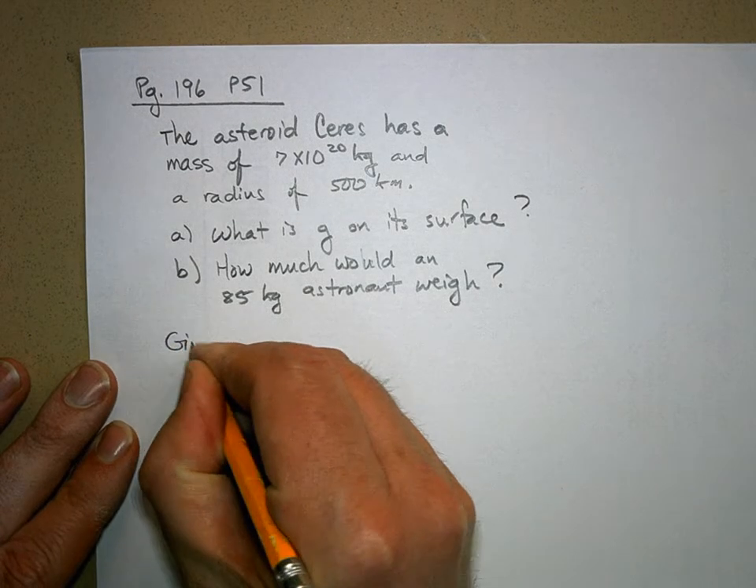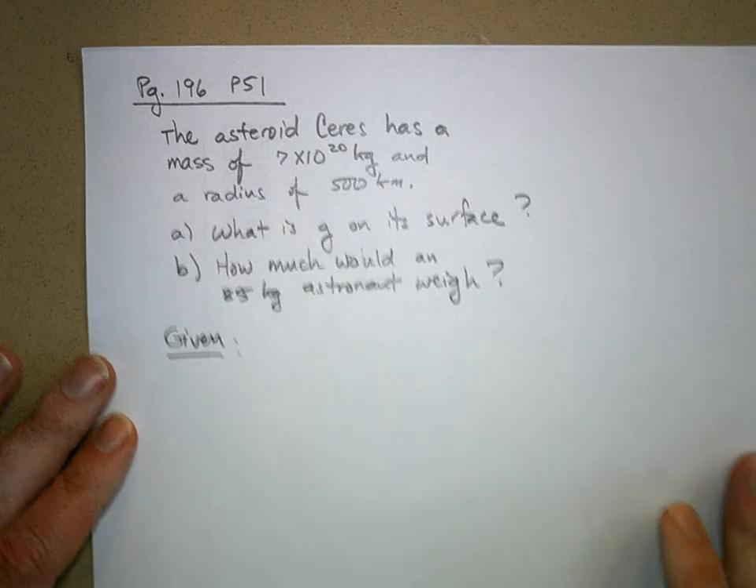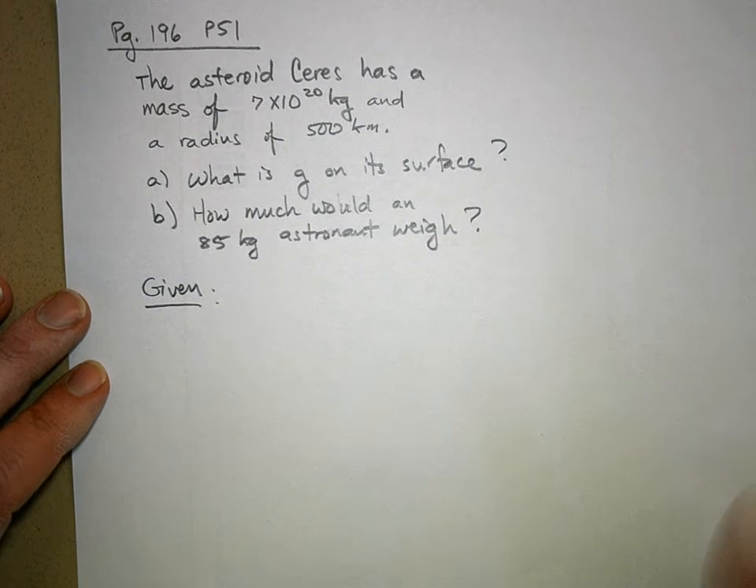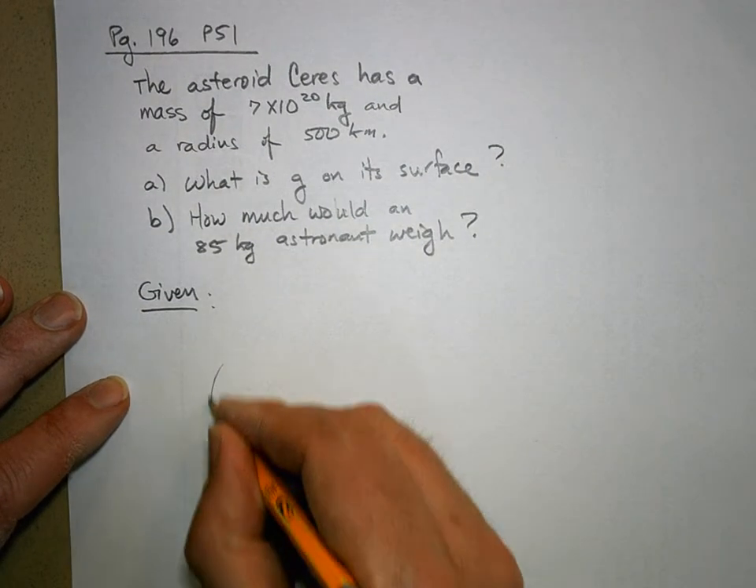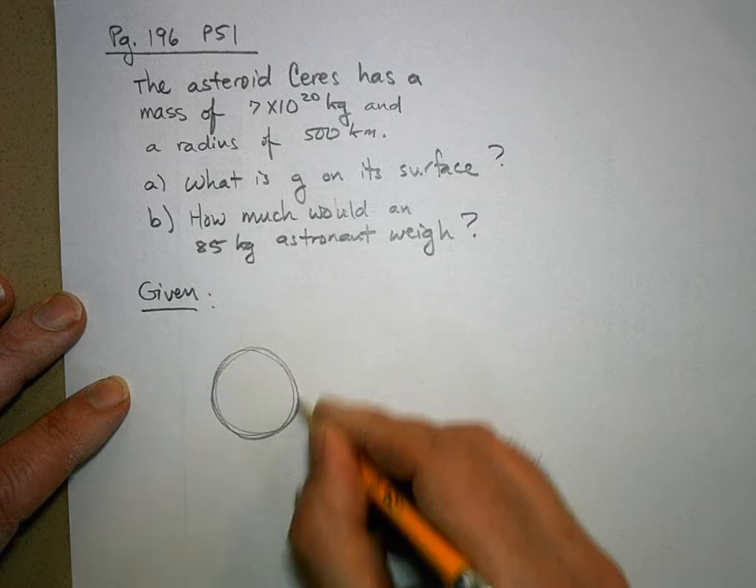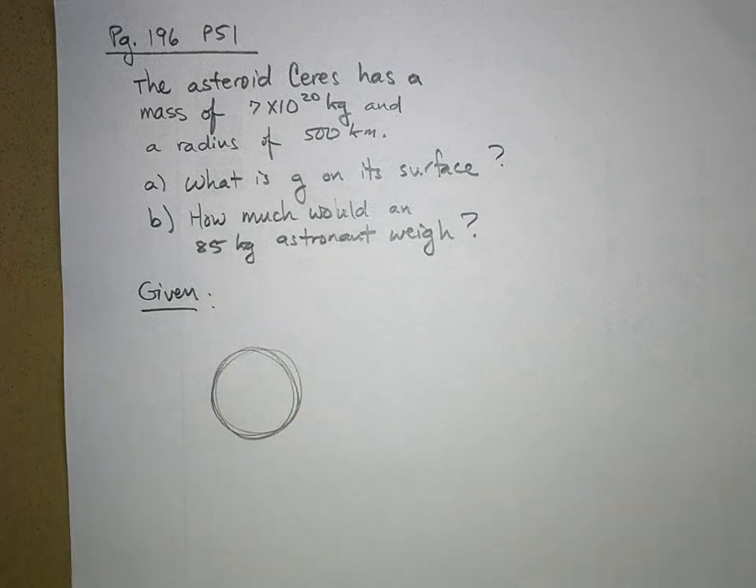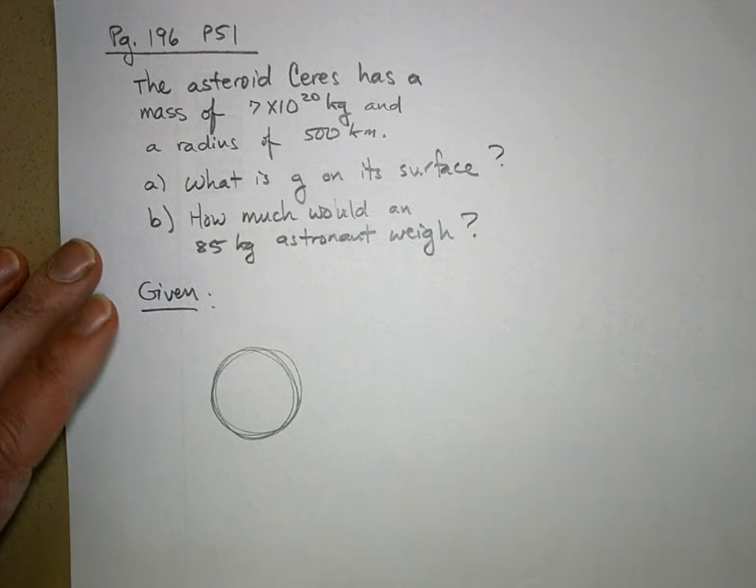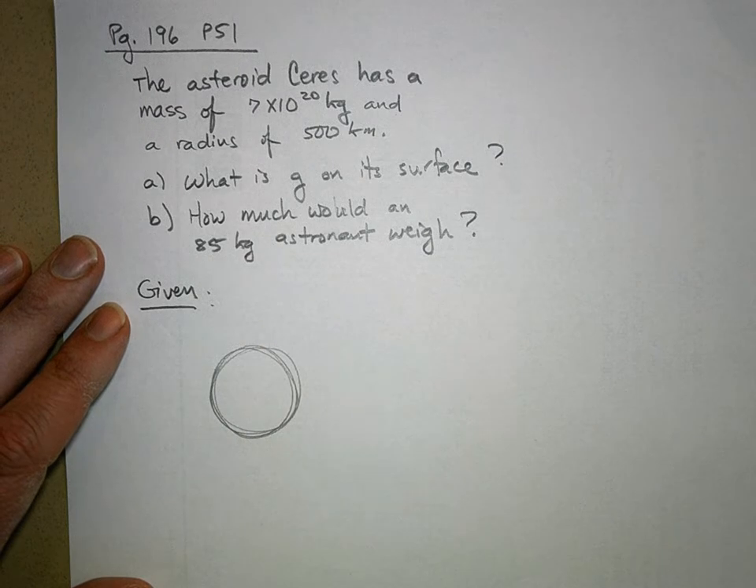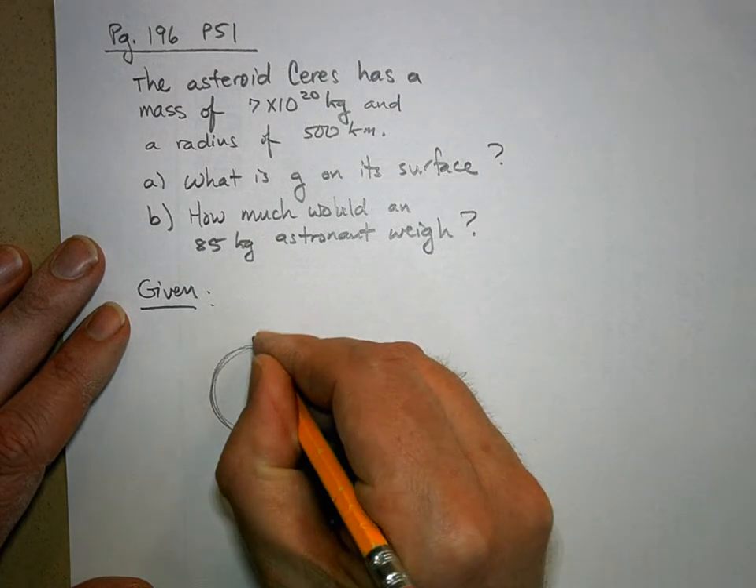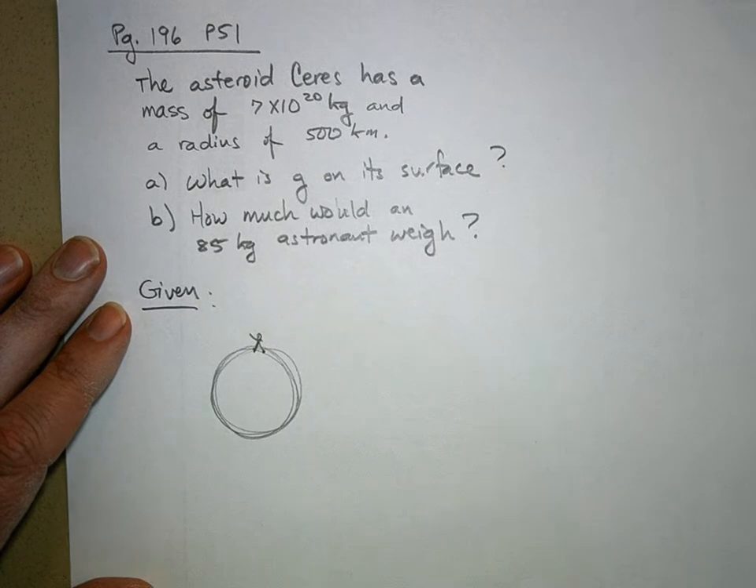So given, so we've got a little asteroid here. And I believe the spaceship Dawn is on its way to Ceres. It's going to take some pictures of it. So that'll be, I think it's going to get there in the next year or two. So anyway, here's an astronaut standing on the surface, not drawn to scale.